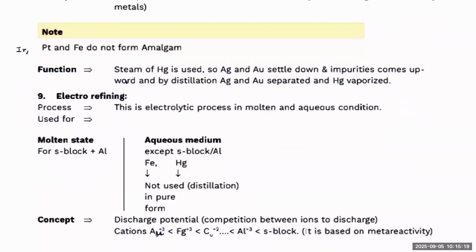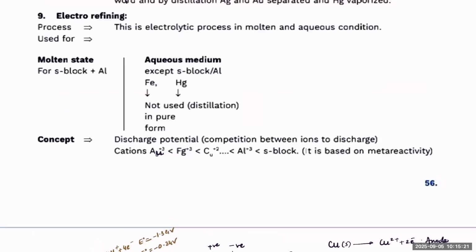Next one is electro refining. Now, like I said, this procedure is specifically done for molten state as well as aqueous conditions. Molten state: all the S block and aluminum. Sodium, potassium, rubidium, cesium, magnesium, calcium, barium, strontium, they all are extracted in molten state only, along with aluminum.